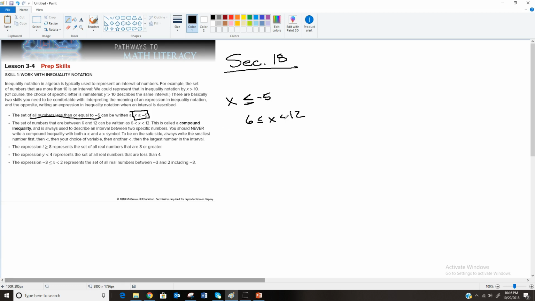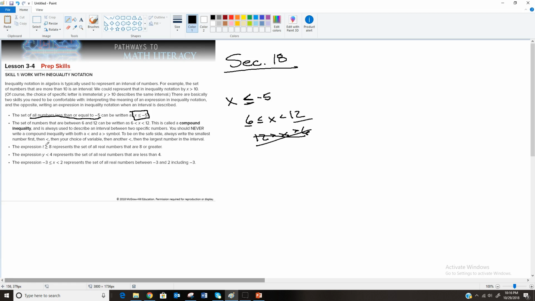And when we do these, we always put the smaller number on the left and the larger number on the right. So you wouldn't want to say 12 is greater than x is greater than 6. That doesn't make sense. We always want to read it left to right from the smallest to biggest number. So we tend not to do that.